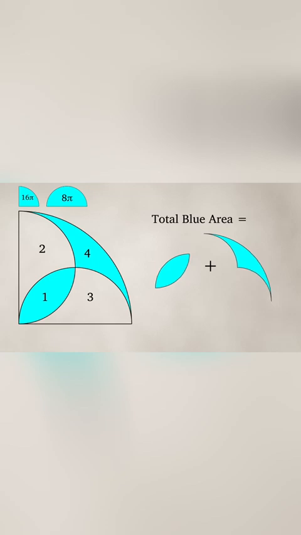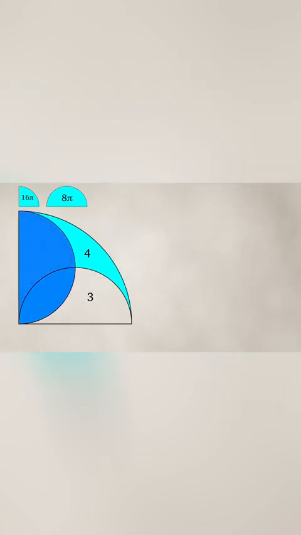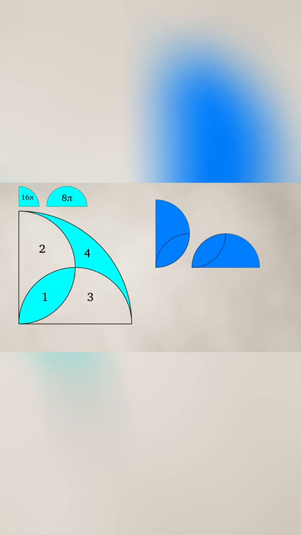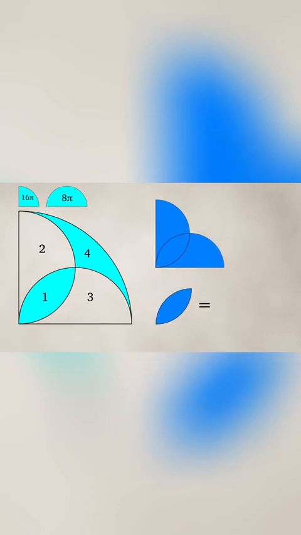Now, here's where it gets beautiful. Since the quarter circle and the combined semicircles have the same area, something has to balance out. The extra area created by the overlap must exactly equal the area in the outer crescent. In other words, the crescent equals the lens.